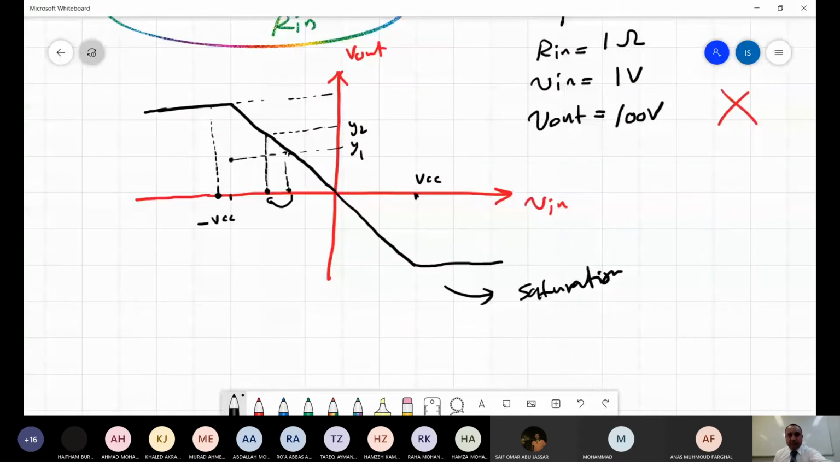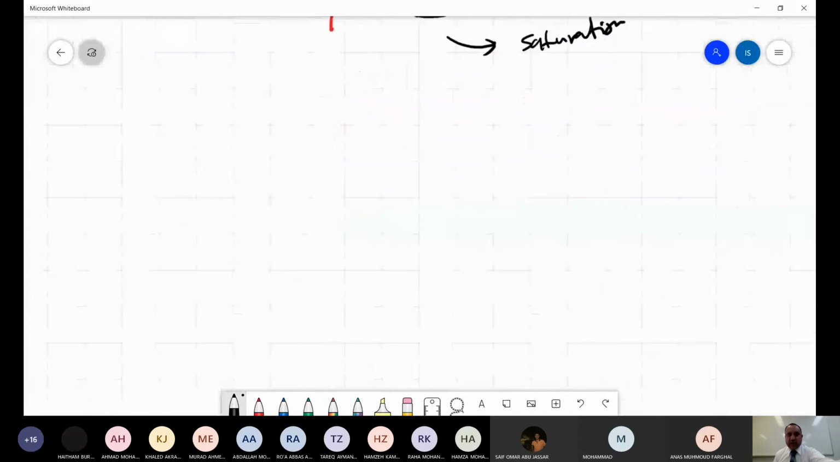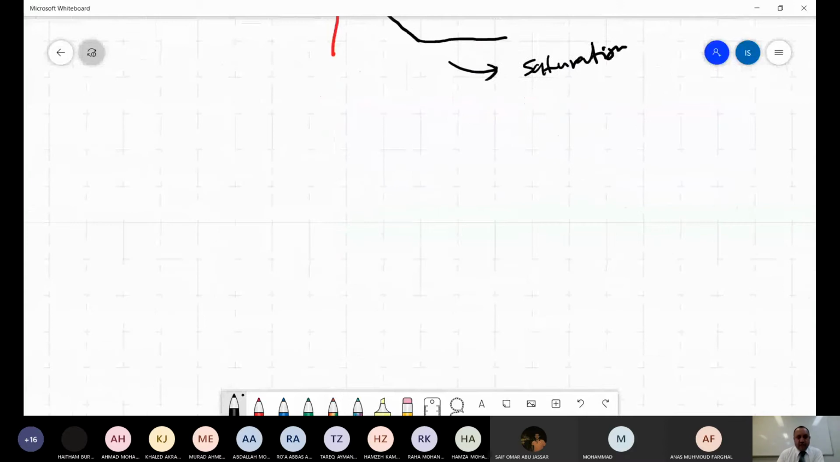Now, another example of nonlinearity in the system. Who can give me another example of a nonlinear system?